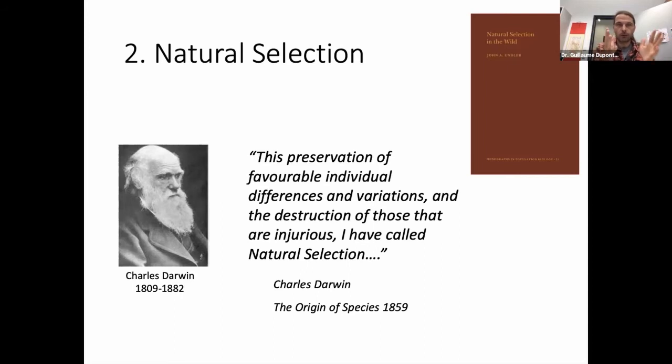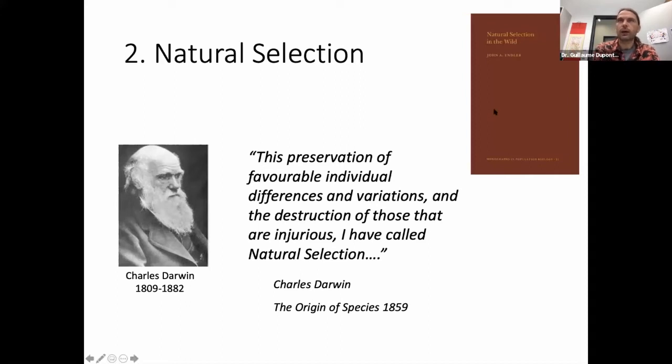But then the phenotype which is produced is either favored or at a disadvantage by the process which we call natural selection. So this is not a random process. And Darwin said about this: preservation of favorable individual differences and variations, and the destruction of those that are injurious, I have called natural selection.